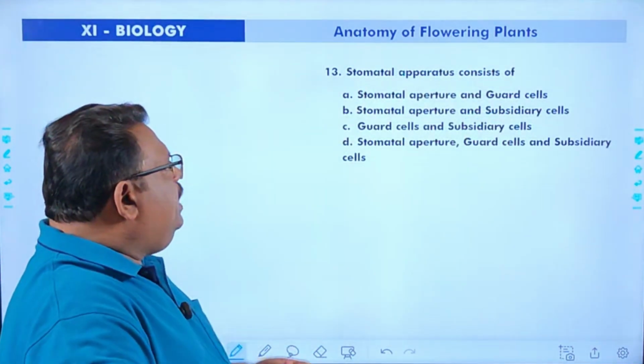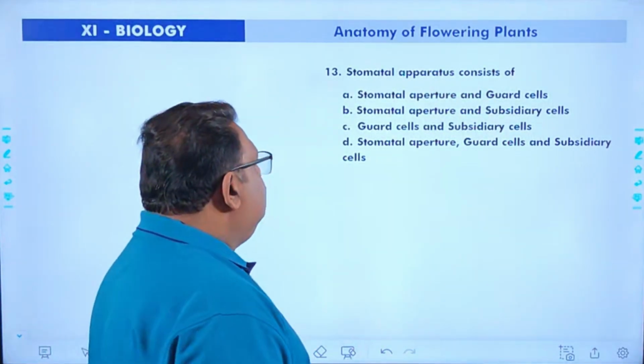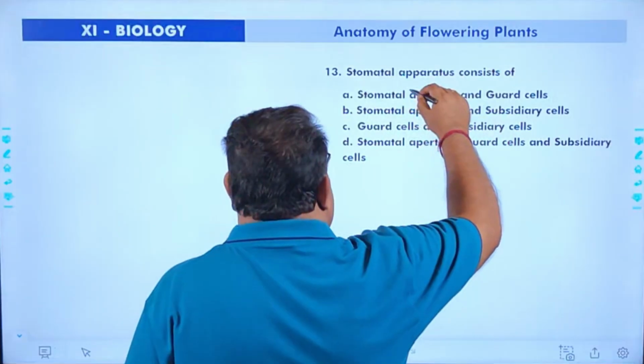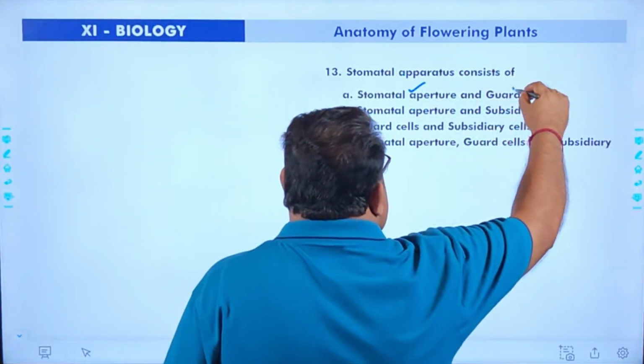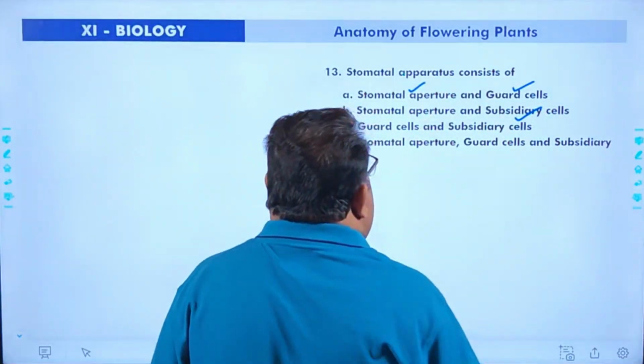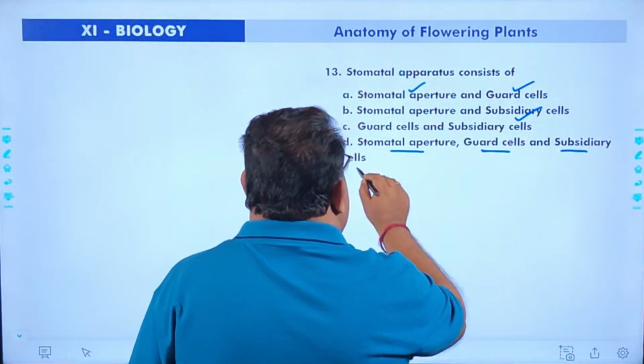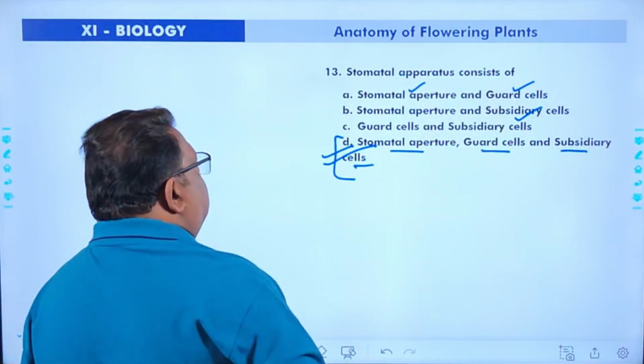Next question. Stomatal apparatus consists of... The stomatal aperture is there. The guard cells are there. Subsidiary cells are also there. So stomatal aperture, guard cells, subsidiary cells, all these are there. So the answer is D.